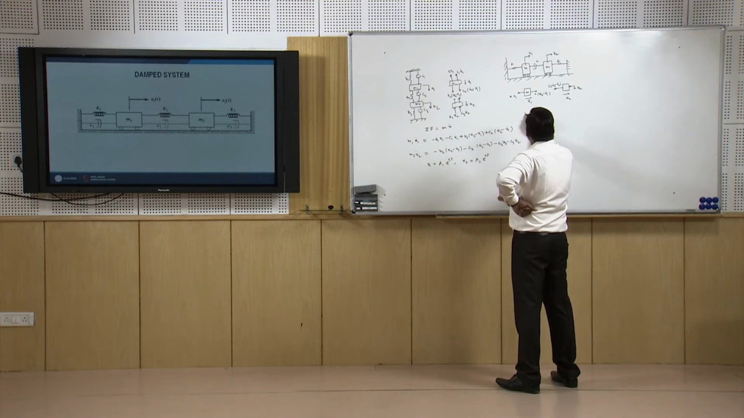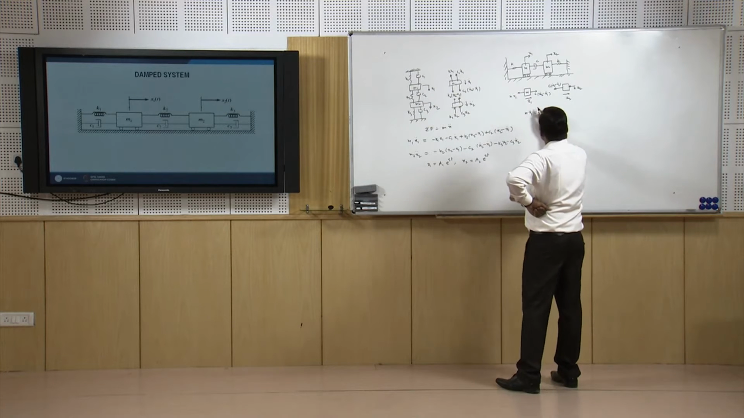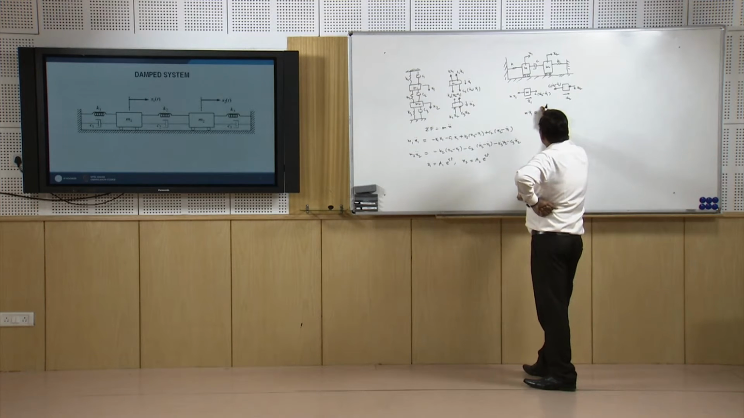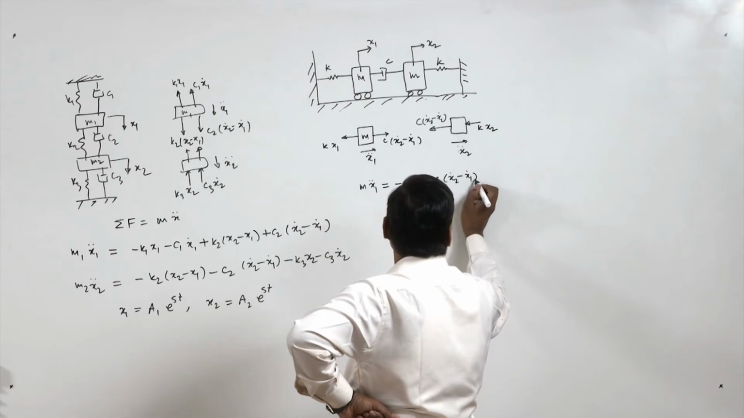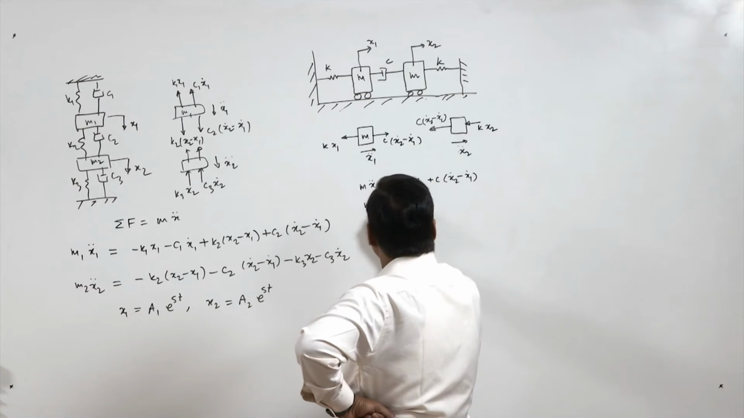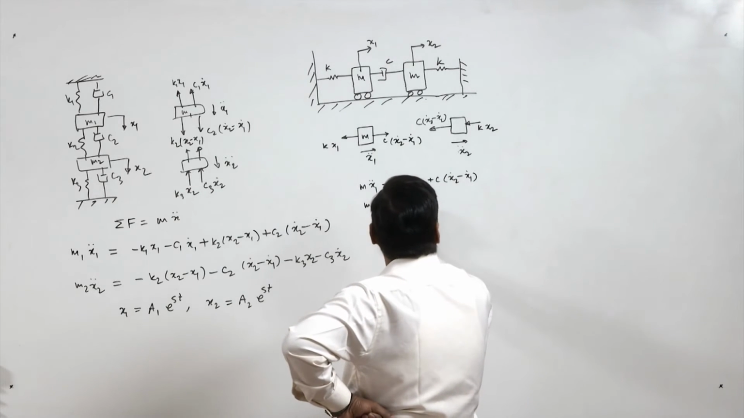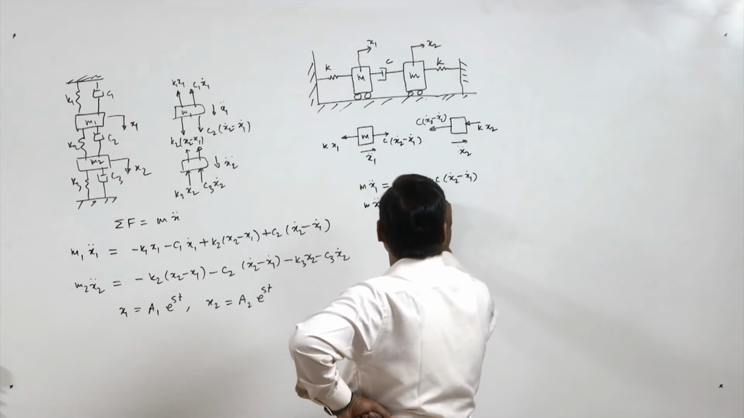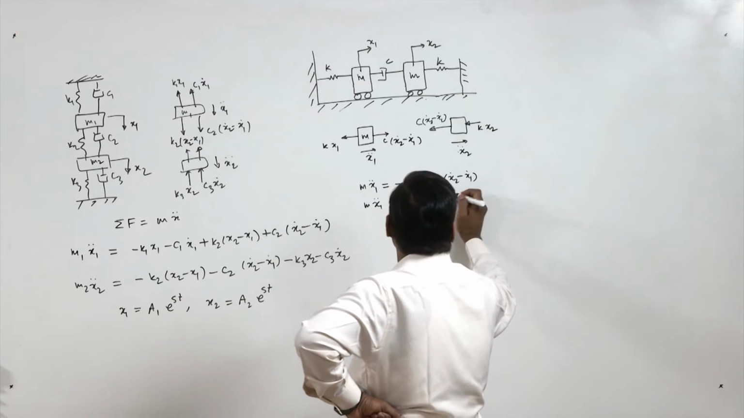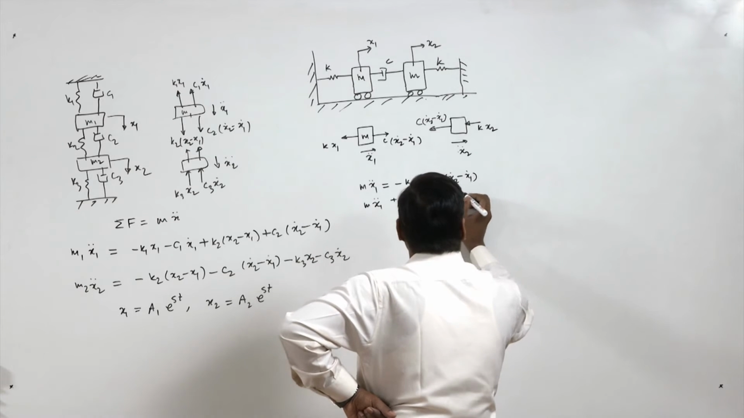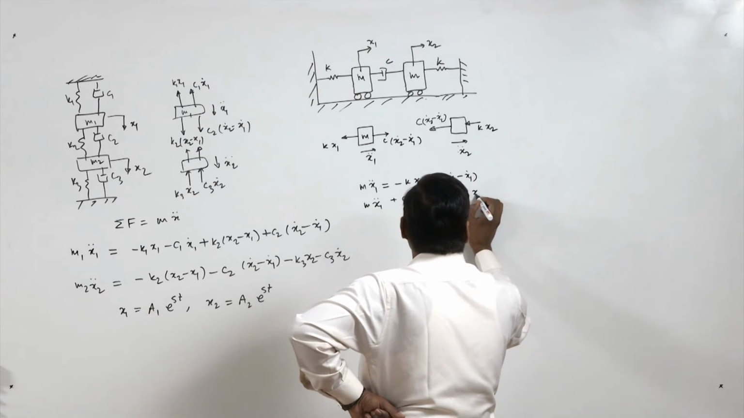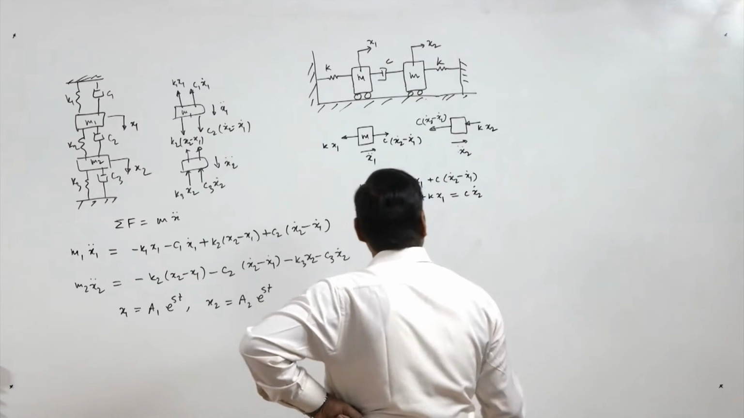So here m x1 double dot equal to minus K x1 plus C (x2 dot minus x1 dot). So here m x1 double dot plus C x1 dot plus K x1 equal to C x2 dot. So this is equation 1.